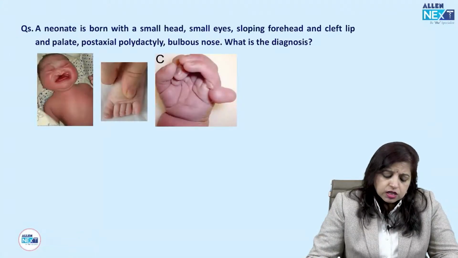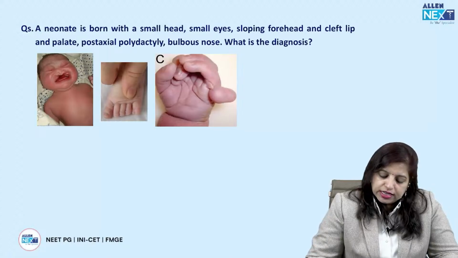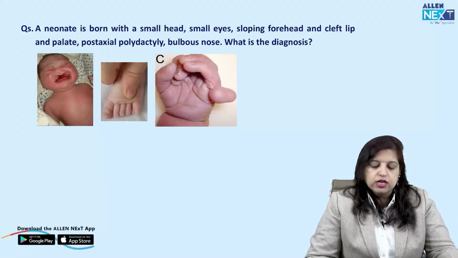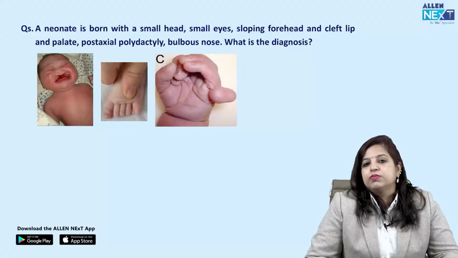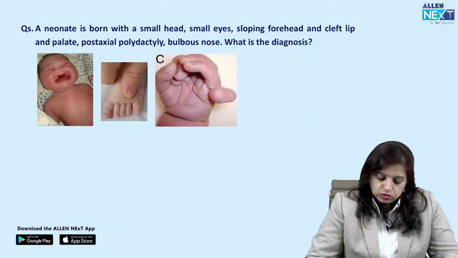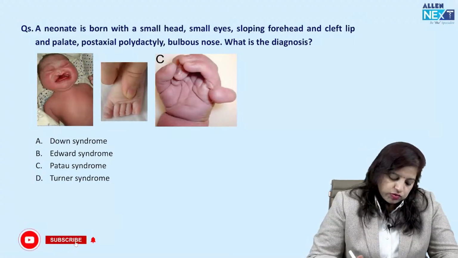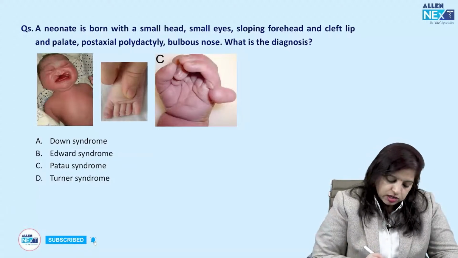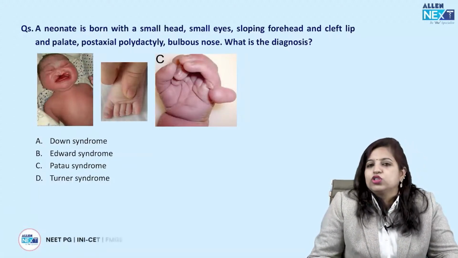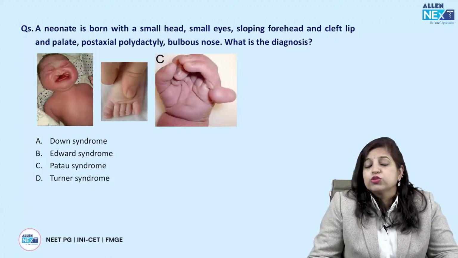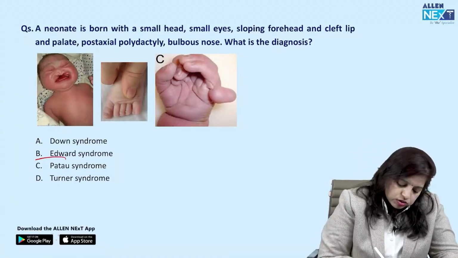So a neonate is born with a small head, small eyes, sloping forehead, cleft lip and palate, post-axial polydactyly and bulbous nose. What is the diagnosis, right? So we have the options over here. Downs and Edwards does not look like. Now we are stuck between Patau and Turner. For sure, you know what is Turner syndrome. So by exclusion, we know the diagnosis is Patau syndrome.